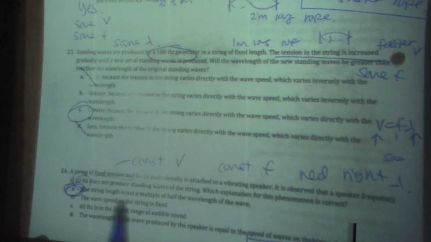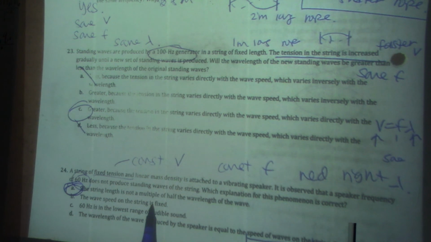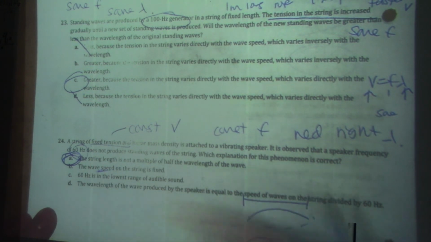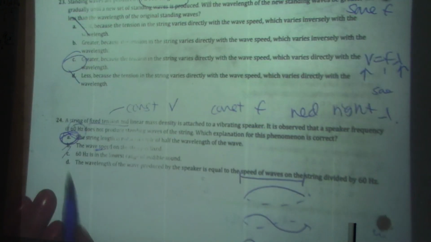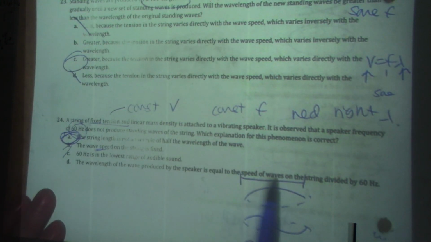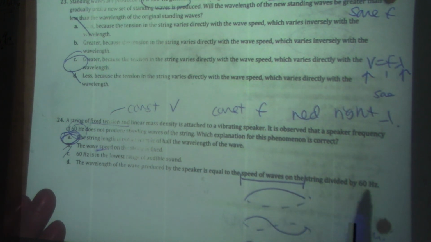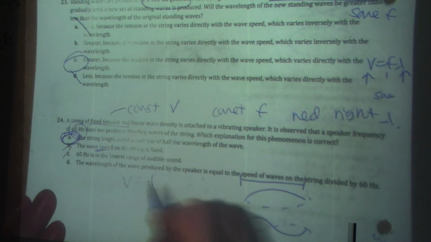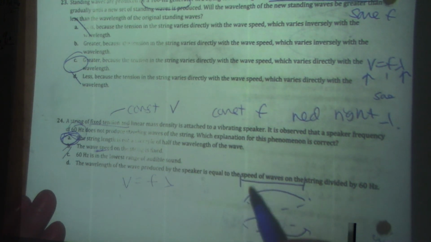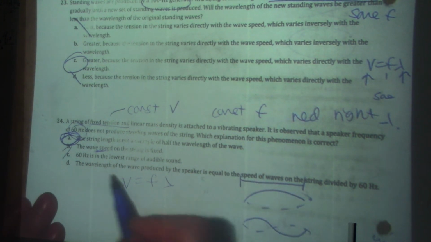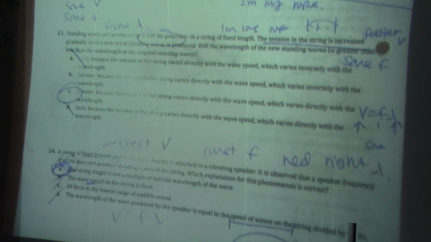Part B, the wave speed on the string is fixed. That is true, but that doesn't mean that you can't create a standing wave. Because if I had the right length and my speed was fixed, it doesn't matter, I get a standing wave. I don't really know what that was talking about. And then wavelength produced is equal to the speed of the waves divided by 60. Yes, that is true. You just divide the speed over, but that would be true if I had a standing wave too. It's not why I don't have a standing wave. Okay. Sorry.